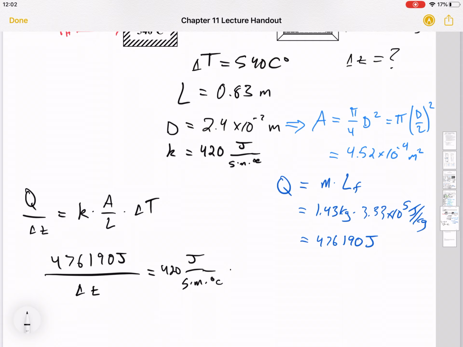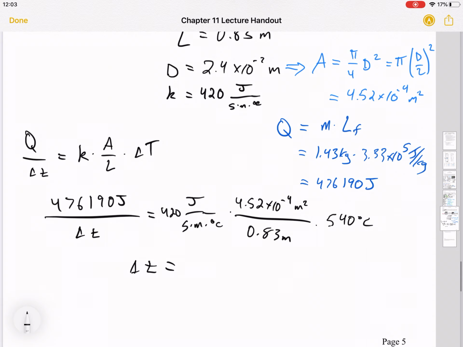Cross-sectional area goes upstairs: 4.52 times 10 to the minus 4 square meters, divided by the length, which is 0.83 meters, times that delta T, which is 540 Celsius degrees. And if you do this math, you can solve for the time, and what you get is 3,852 seconds, or pretty close to an hour. I think it's 64 minutes. Cool. Great.